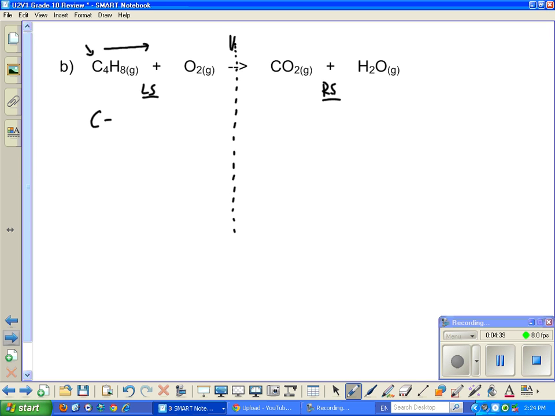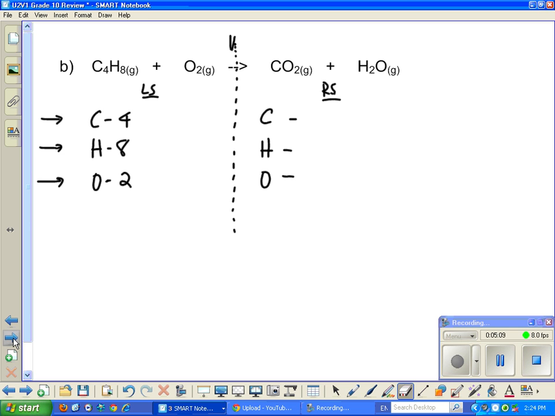So I have 4 carbons to start. I have 8 hydrogens to start, and I have 2 oxygens to start, all on the left-hand side of the equation. On the right-hand side, I'm going to list those elements in the exact same order, C, H, and O, even though their placement in the equation might be different. The reason I want to do that is because I want to be able to compare quantities easily at a glance by looking across rows to see if they're the same or different.